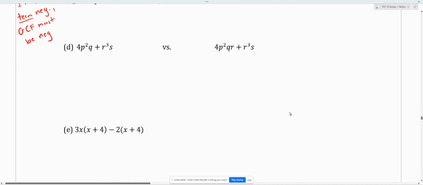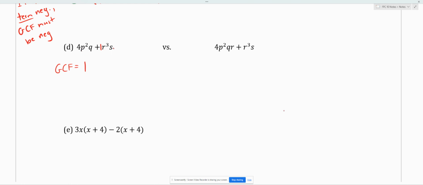Okay, let's look at this one. What's the GCF of my coefficients? Well, I've got a 4 and nothing here. Well, there is something. There's a 1. As soon as you have a coefficient of 1 in one of your terms, you know the GCF of your coefficients has to be 1, because the only thing that divides 1 is 1.